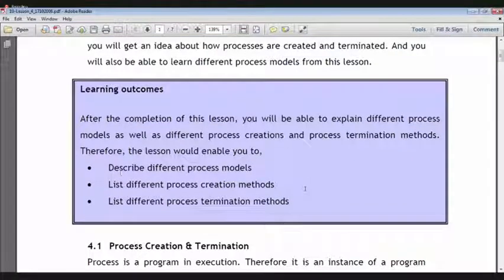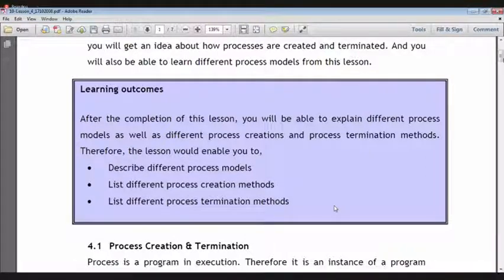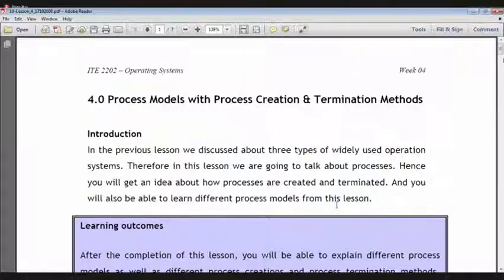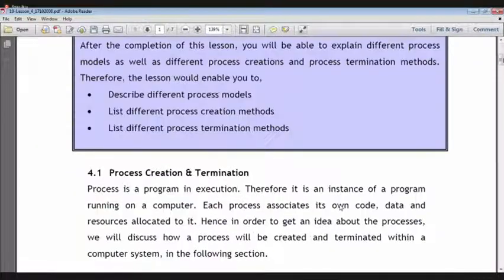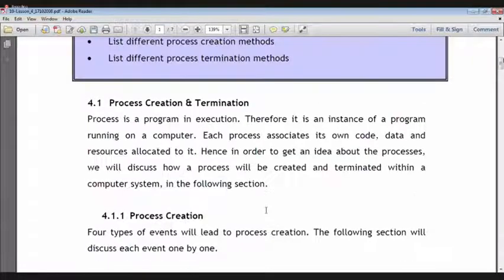Right. Let's check whether you got the learning outcomes. You can describe different process models: the two-state model and the five-state model. Different process creation methods, four types, and different process termination methods, four types, you should be able to describe. Okay. Do you have any questions, or we can stop the lecture for today.